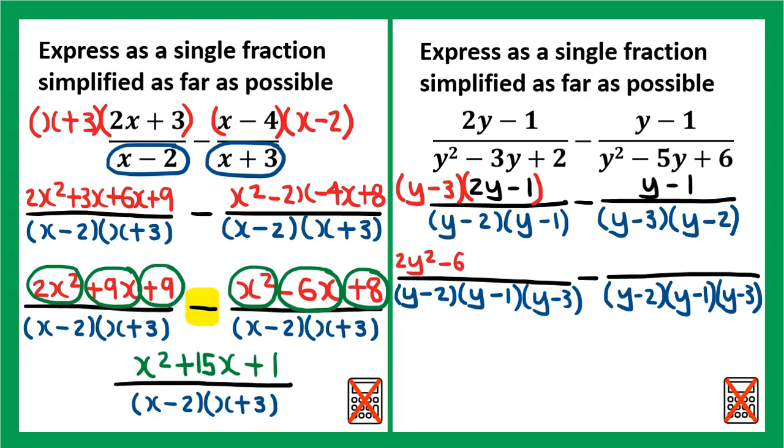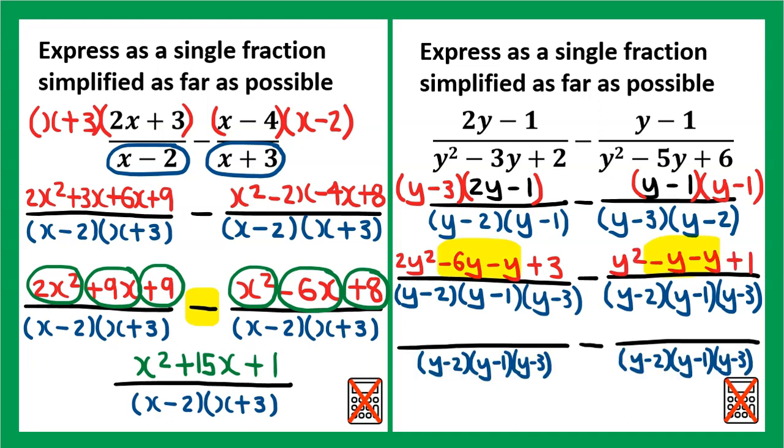2y squared minus 6y minus y plus 3. And this denominator on the right hand side has just been multiplied by y minus 1. Expanding those double brackets, we get y squared minus y plus 1. Simplify each of the fractions by collecting like terms. 2y squared minus 7y plus 3 and y squared minus 2y plus 1.